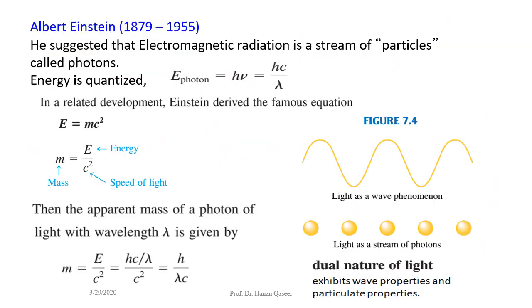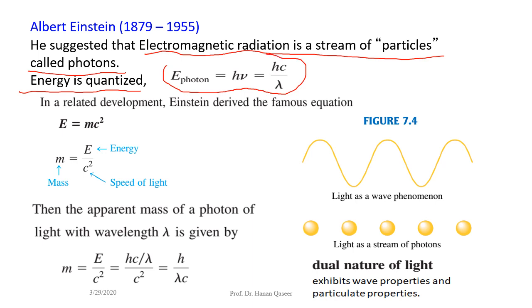The third experiment has been done by Albert Einstein. He suggested that electromagnetic radiation is a stream of particles called photons. الإشعاع الكهرومغناطيسي هو عبارة عن سيل من الدقائق التي تسمى بالفوتونات. Secondly, energy is quantized, أن الطاقة محددة. Energy of a photon is given by this equation.